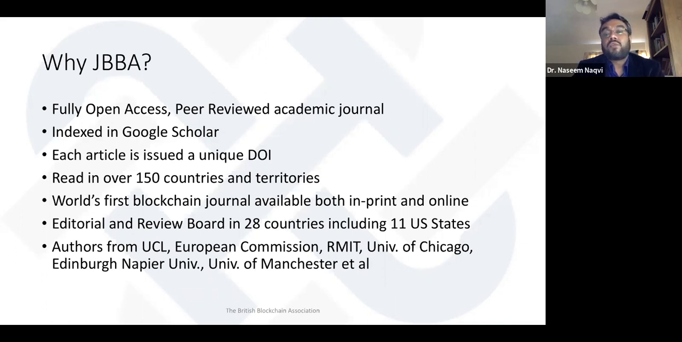It's a peer-reviewed journal, so all research articles are peer-reviewed. The articles are indexed in Google Scholar. Each article receives a unique digital object identifier. The journal is now read in over 150 countries and territories. And it is the world's first blockchain journal, which is available both in print and online.